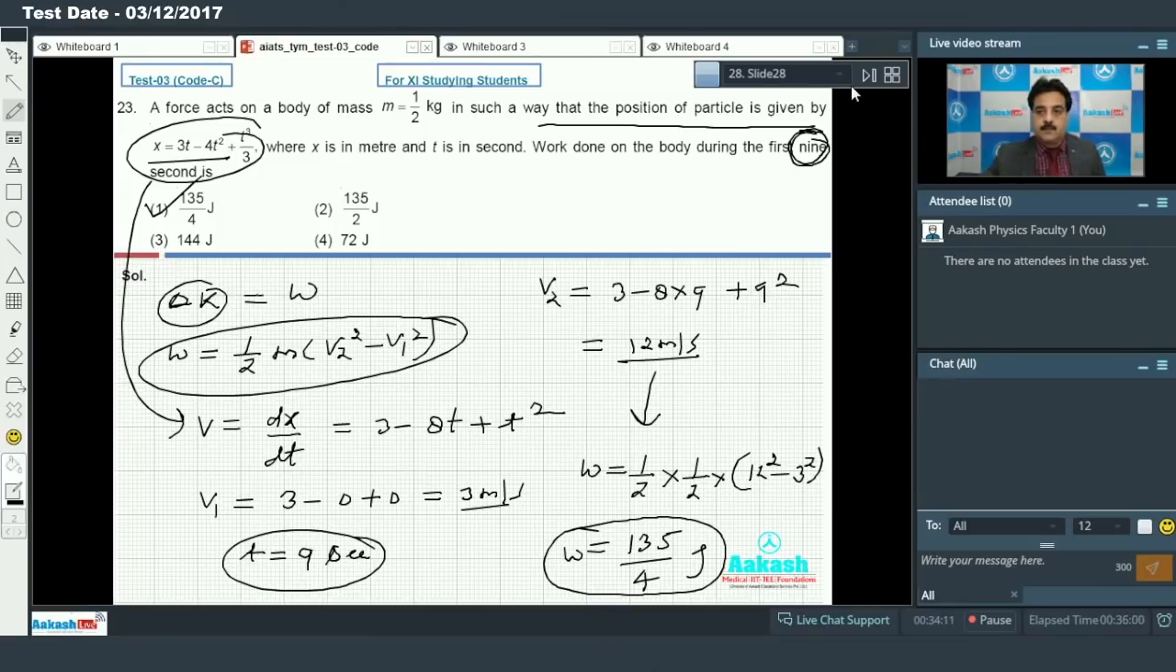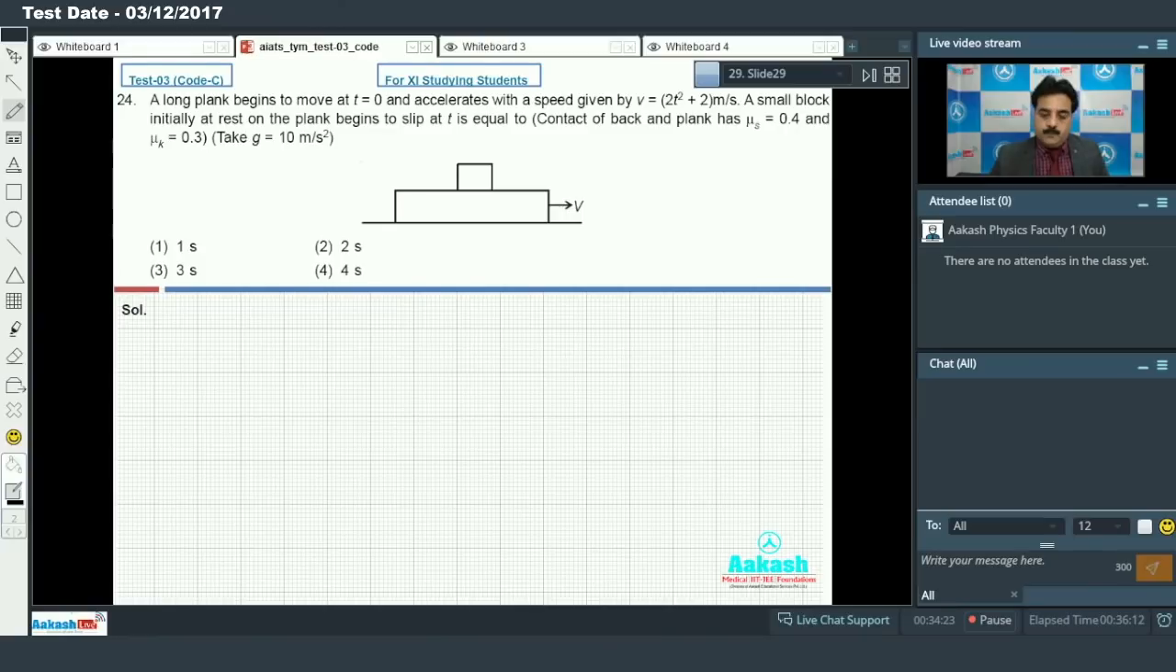So let's move on to question number 24. A long plank begins to move at t equal to 0, accelerating with a speed given by 2t square plus 2 meter per second. A small block initially at rest on the plank begins to slip at t equal to what? The contact of block and plank has a coefficient of static friction of 0.4 and kinetic 0.3. You can take the value of g as 10 meter per second square.